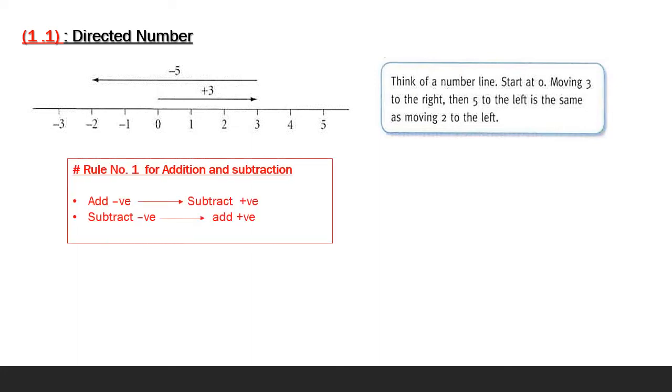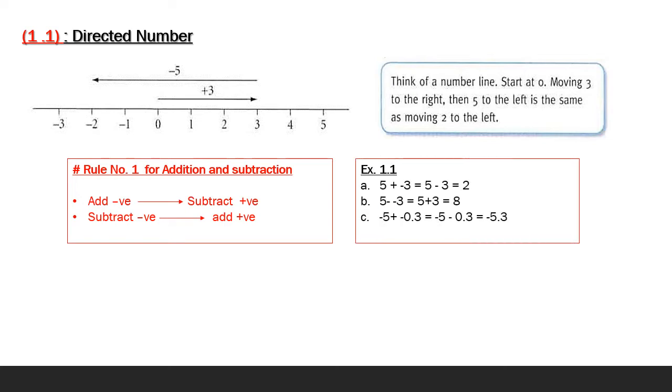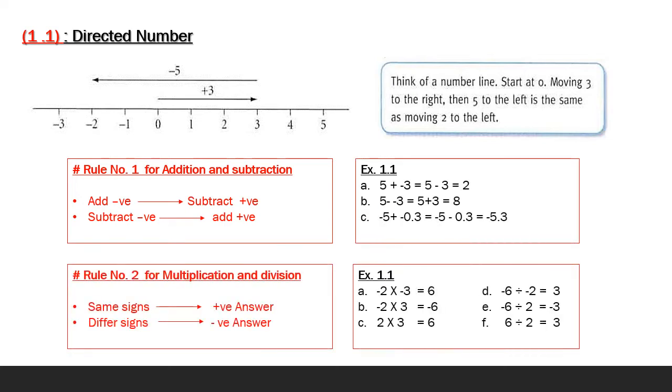So we have some rules to work with directed numbers. Rule number 1 is about sign. If it's positive, that means positive and we don't need to write it. If it's negative, that means a negative number and we should write it.